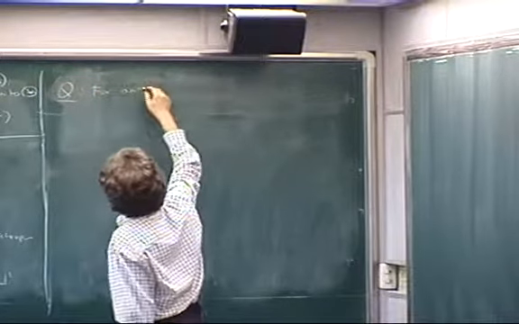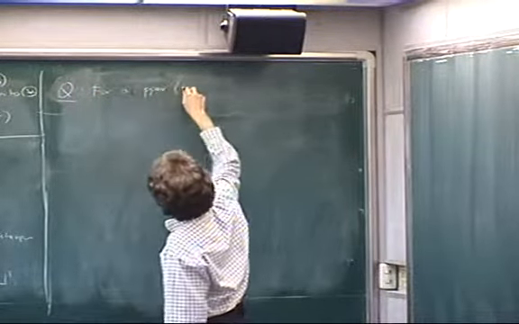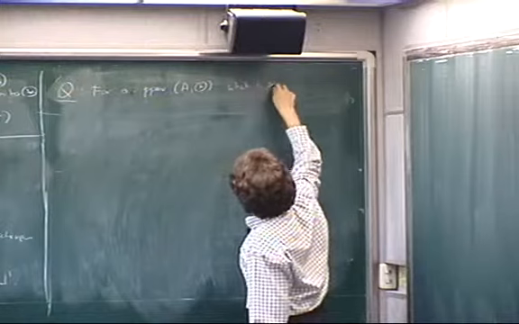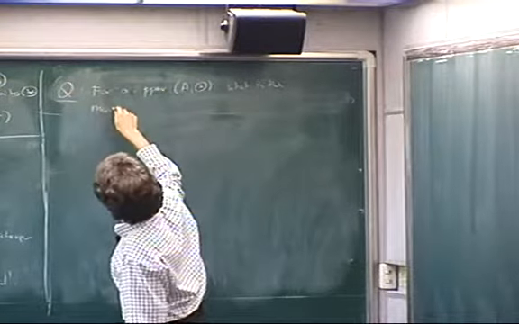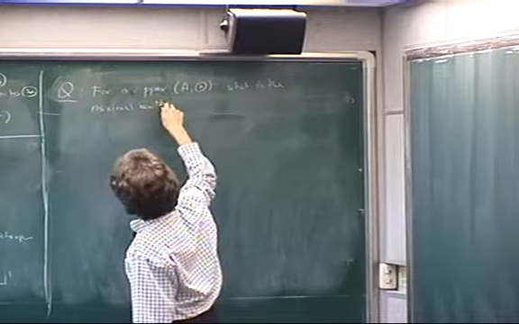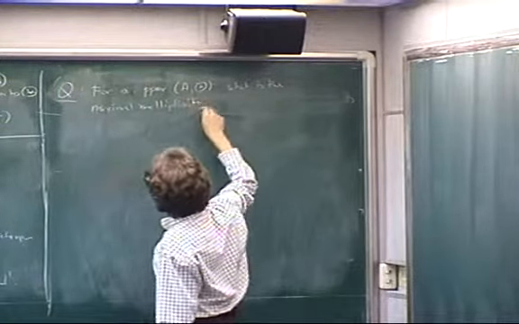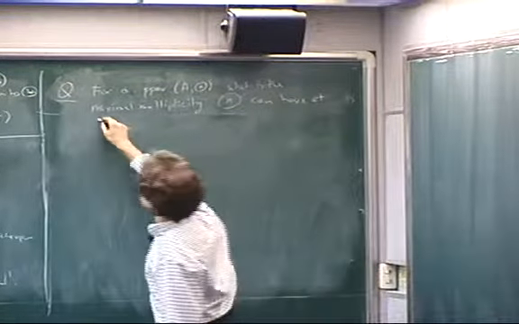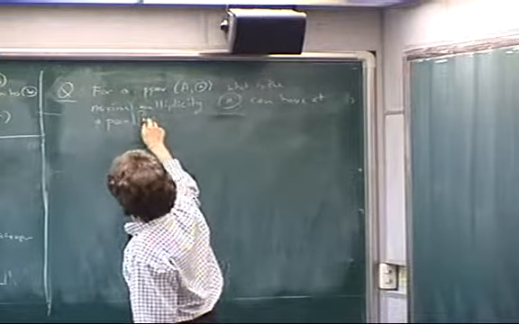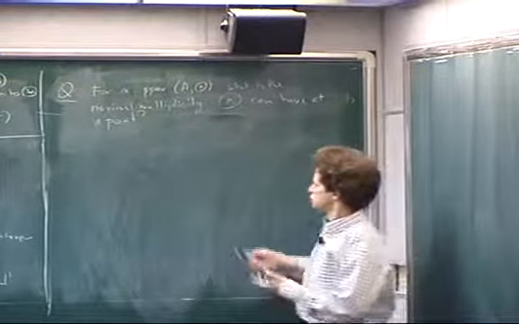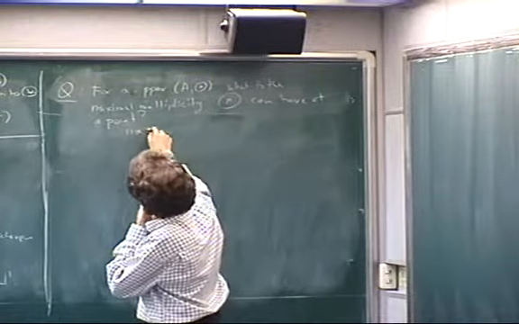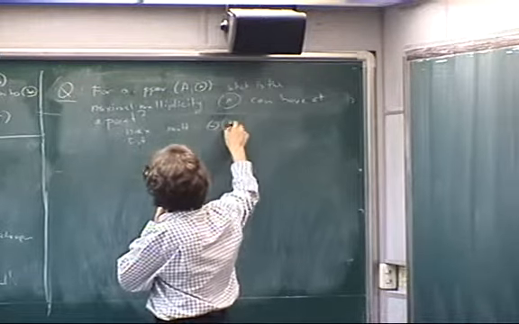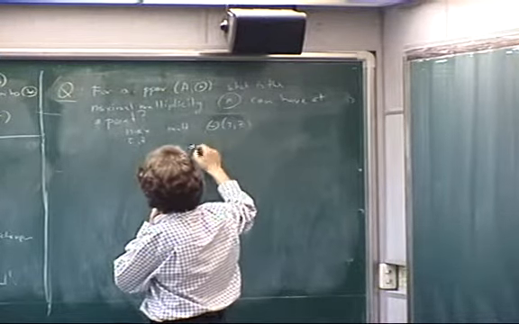For a principally polarized abelian variety (A, theta), what is the maximal multiplicity that the theta divisor can have at a point? So the question is, what is the maximum over all tau and z of the multiplicity of the theta function theta(tau, z) at the point z?